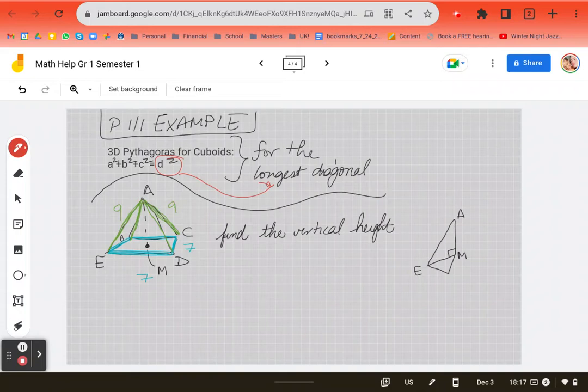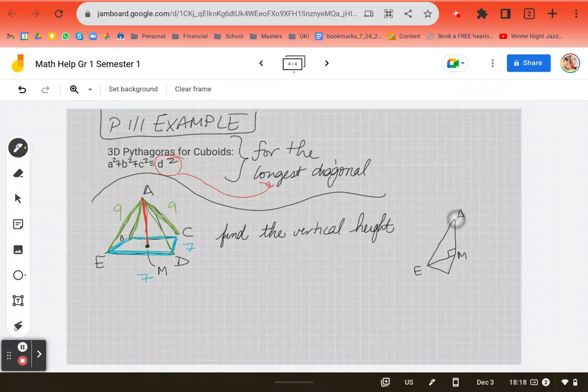It says find the vertical height. So here is a square base pyramid, and they want us to find this, the vertical height. All right, so what they're suggesting we do, imagine Indiana Jones going down on a rope. He wants to know how much rope he has. So here I've drawn it over here.